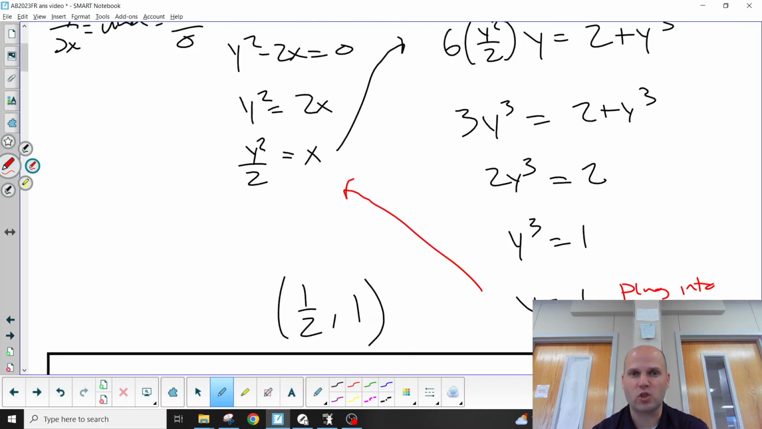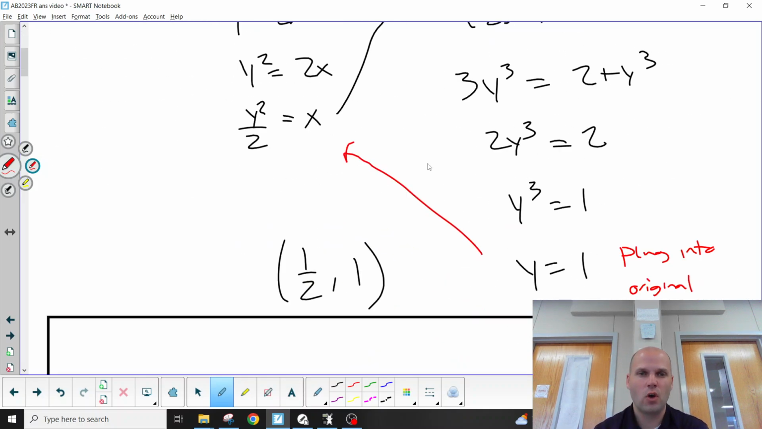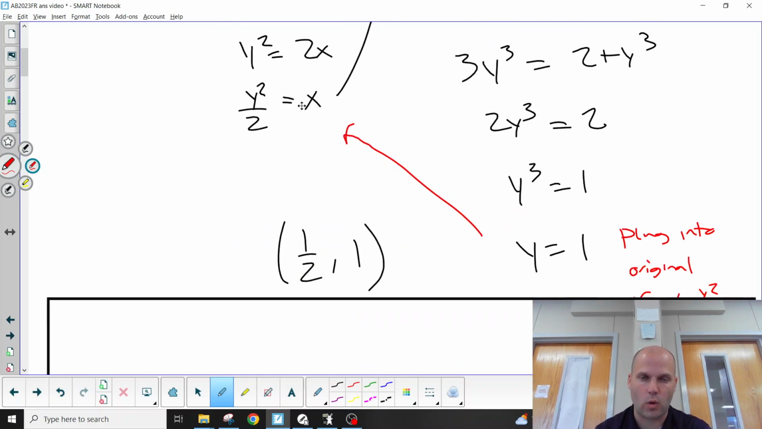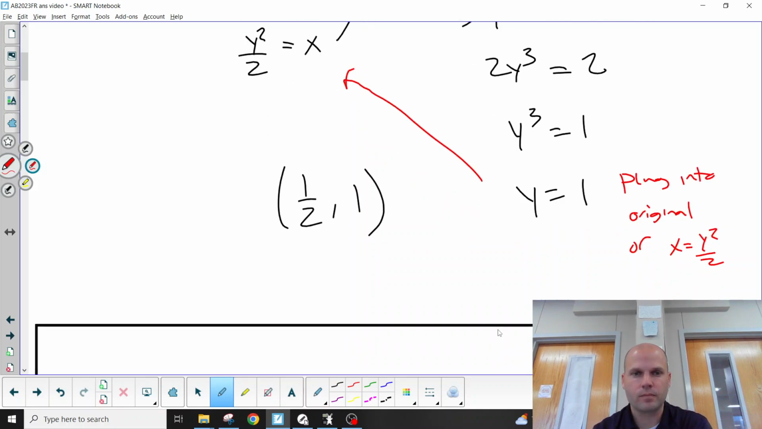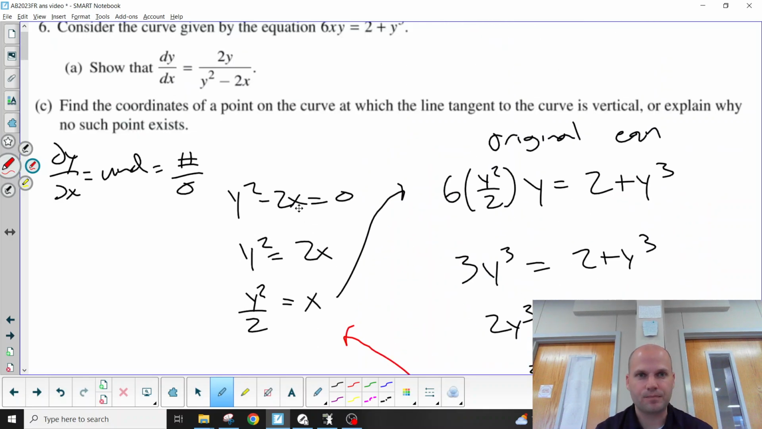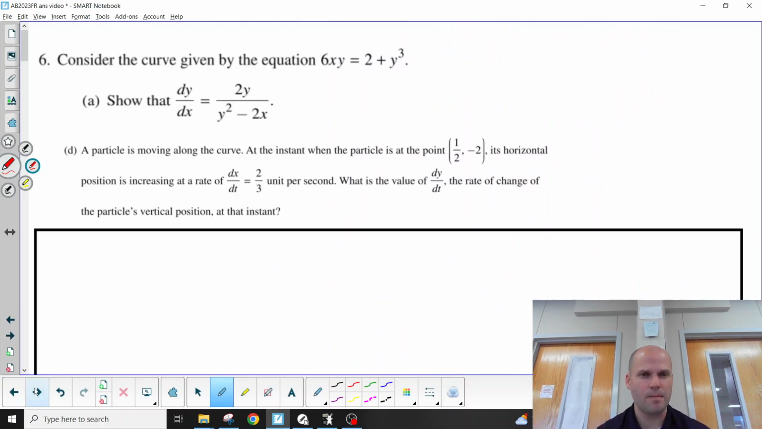Once we get y is 1, you can either plug it into the original equation, get 6x equals 3, x is a half, or you plug into our derivative equation, which we already plugged into the original, x equals y squared over 2. You get 1/2. 1/2 comma 1 is the point. This is probably worth 2 or 3 points: probably 1 point, probably 1 point, probably 1 point, that's 3.